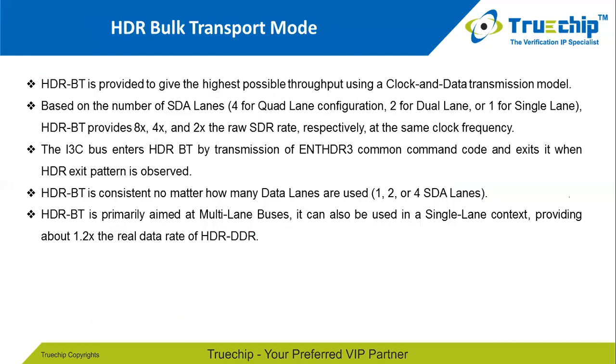HDR-BT is provided to give the highest possible throughput using a clock and data transmission model. Based on the number of SDA lanes, 4 for quad lane configuration, 2 for dual lane, and 1 for single lane, HDR bulk transfer provides 8x, 4x, and 2x the raw SDR rate, respectively, at the same clock frequency. HDR-BT is primarily aimed at multi-lane buses. It can also be used in a single lane context, providing about 1.2x the real data rate of HDR-DDR.